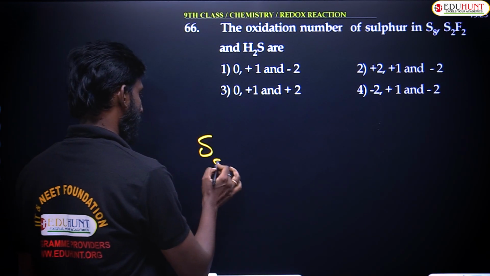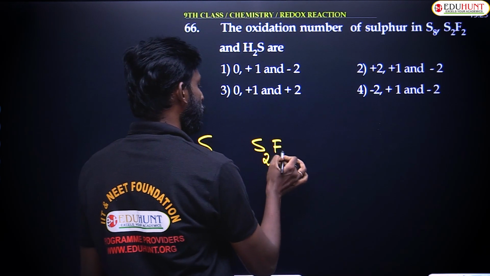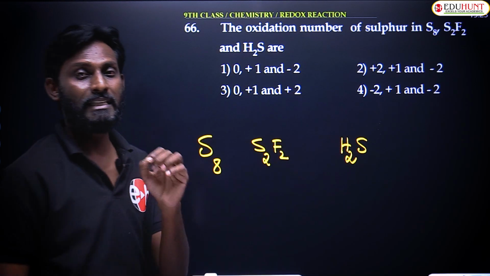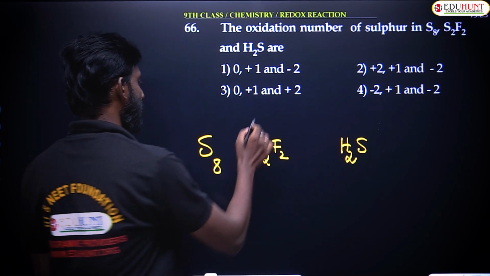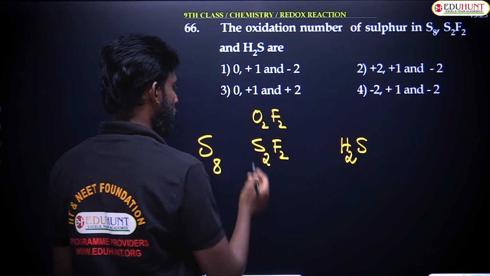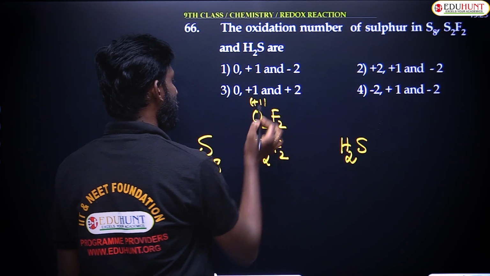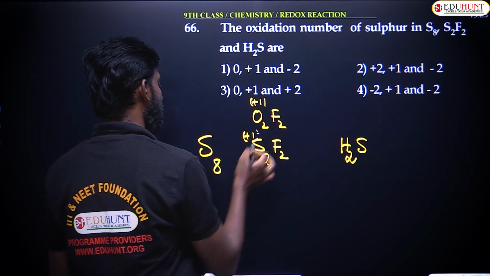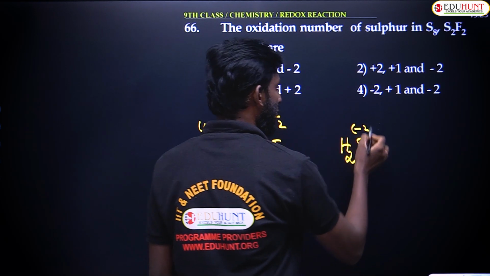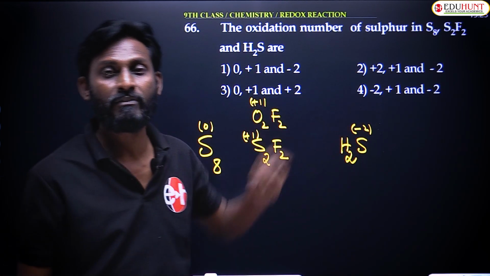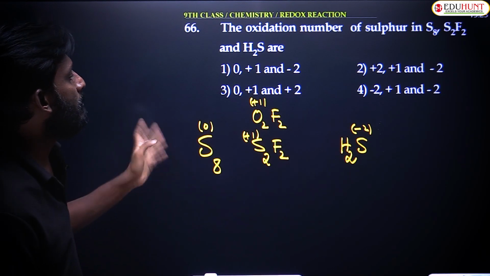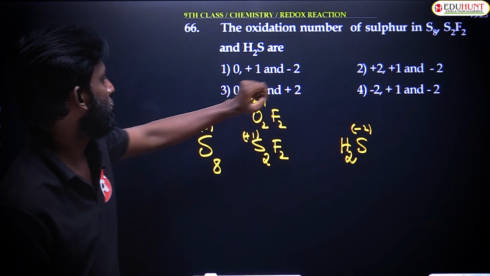The oxidation number of sulfur in S8, S2F2 and H2S. See, sulfur and oxygen belong to the same family. Just like O2F2, there is S2F2. In O2F2, oxygen is in the +1 state, so sulfur will be in the +1 state here. In elemental form, sulfur is in the 0 state. In H2S it is in the -2 state, because compared to hydrogen, sulfur is more electronegative. Then 0, +1, -2. Yes.